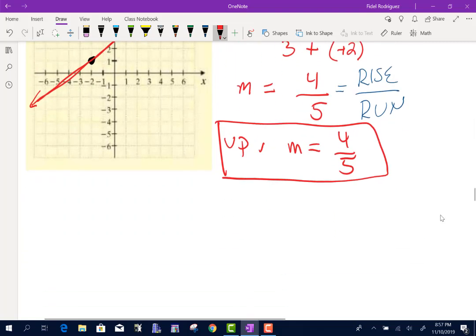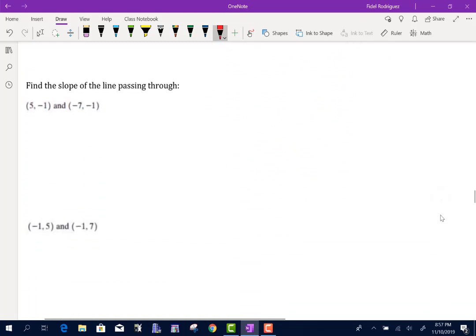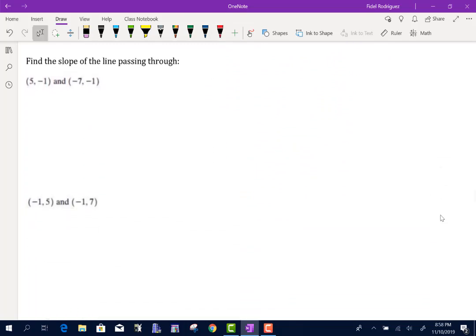So let's keep scrolling on here. And the directions for these next 2 problems say, let's just find the slope. I bet you we can do this.